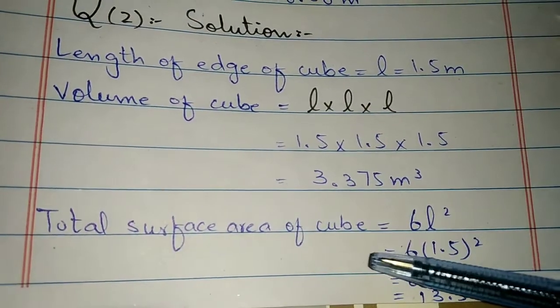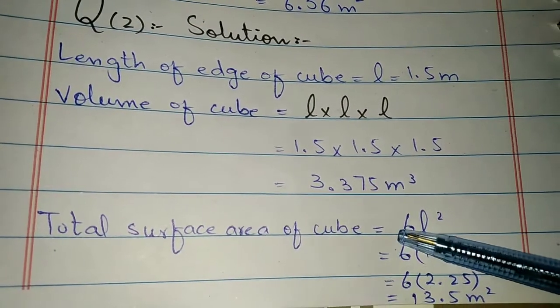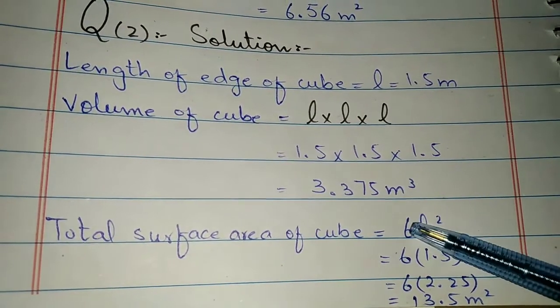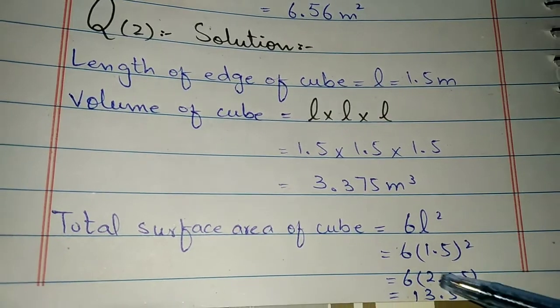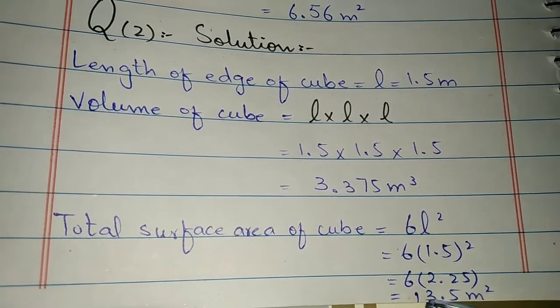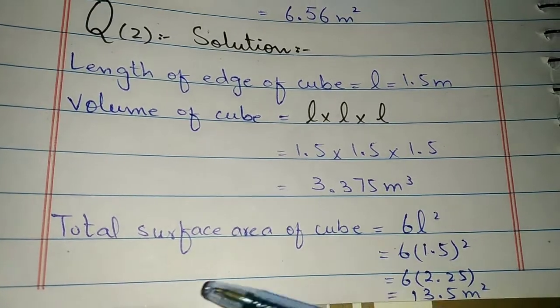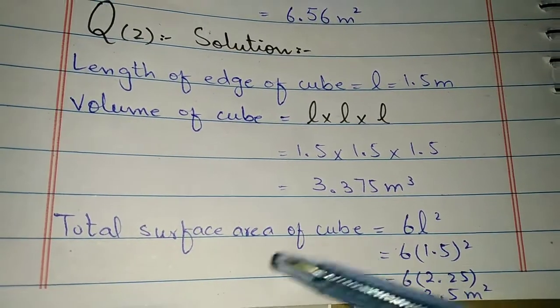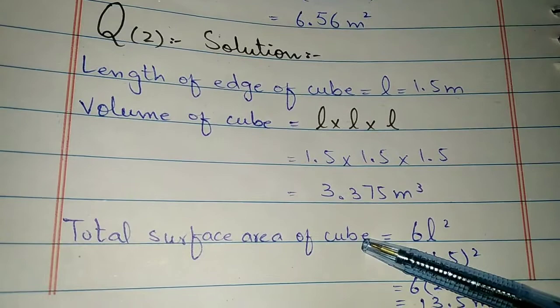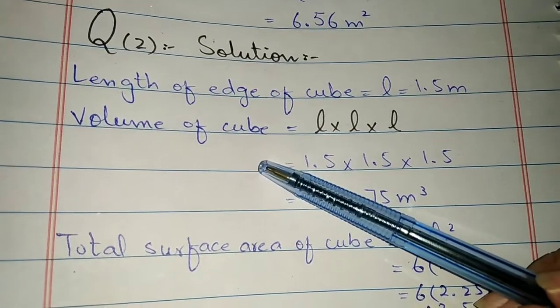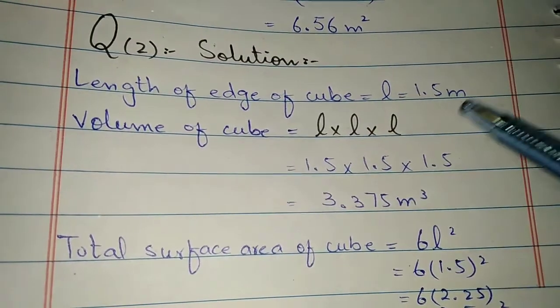Now total surface area of a cube, all dimensions are equal. So 6L square is the formula of the total surface area of a cube, and L is equal to 1.5, and their square is 2.25 and the product is 13.5 meter square. So 13.5 meter square is the total surface area of a cube whose edge is 1.5 meter, and 3.375 meter cube is the volume of a cube whose edge is 1.5 meter.